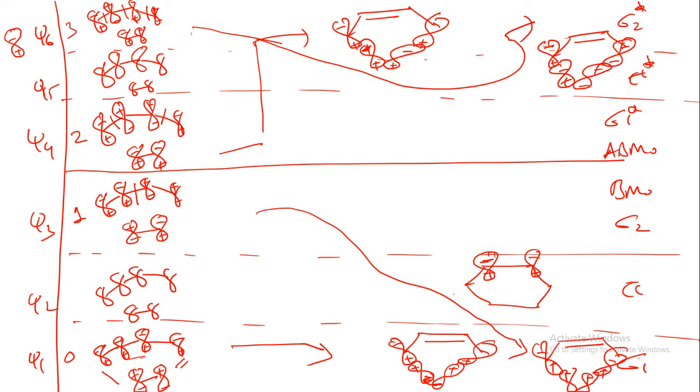So by that way you can write it down. One more thing: the pi orbitals will remain as they are. In this correlation diagram, you can see that the BMO electrons will remain at the BMO and the ABMO electrons will remain at the ABMO. So we can say that this reaction is thermally allowed and photochemically allowed.